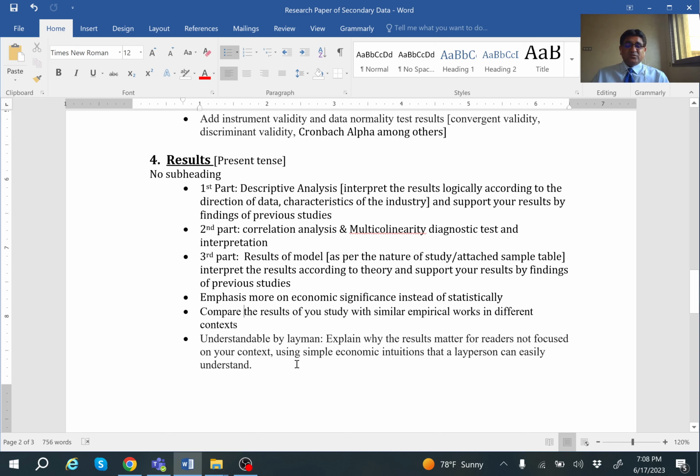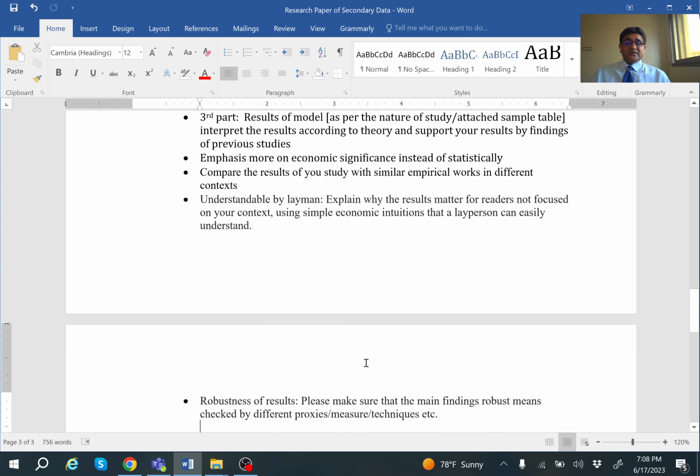You have also found the results of your research, and if your results are aligned with the literature, then you can provide the support, and you have already explained the theories. Support your results with theory and keep them economical and intuitive for the layman who can easily understand your results. This is a very important part of the results.